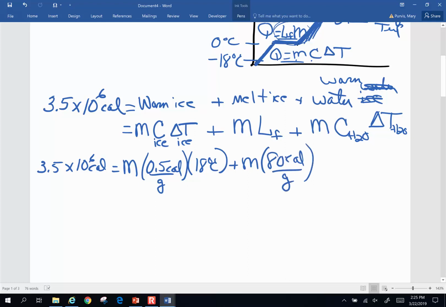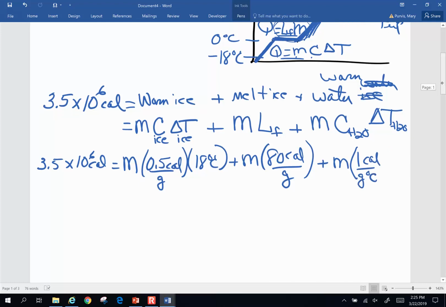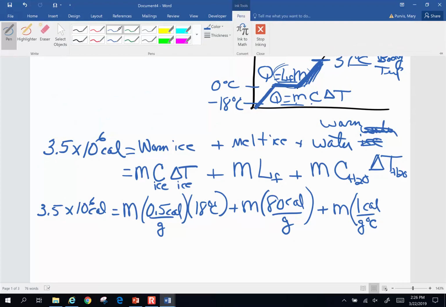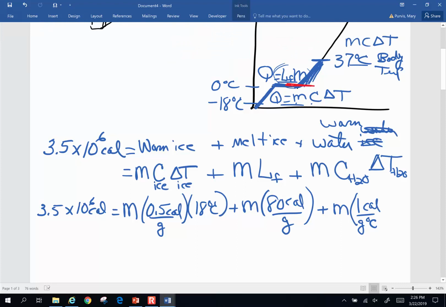Now, where am I getting these numbers? Well, you can look them up on your physics constant sheet, or of course you can always look things up online. The mass of the ice, specific heat of water in calories is 1 calorie per gram degree Celsius. And what's the change in temperature? Well, the change in temperature for the water is going to be from that 0 up to 37, because here it's liquid water. So the change in temperature here is 37 degrees Celsius.